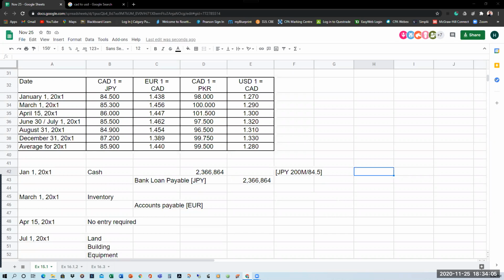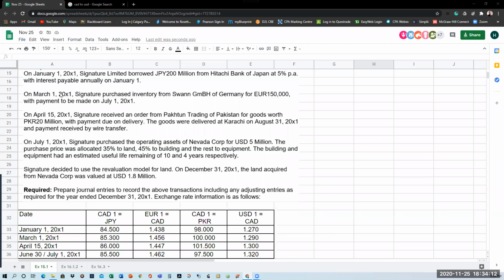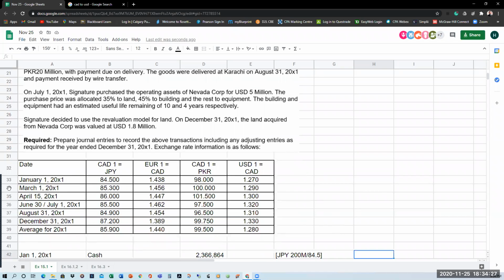Now, the next transaction to occur is on March 1st, 2001. Signature purchased inventory from a company in Germany for 150,000 euros with payment to be made on July 1st, 2001. So March 1st, the euro Canadian dollar exchange rate is 1.456. Now here, the exchange rate is for 1 euro equals how many Canadian?